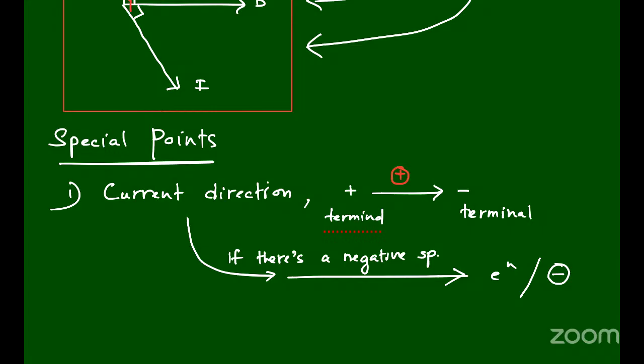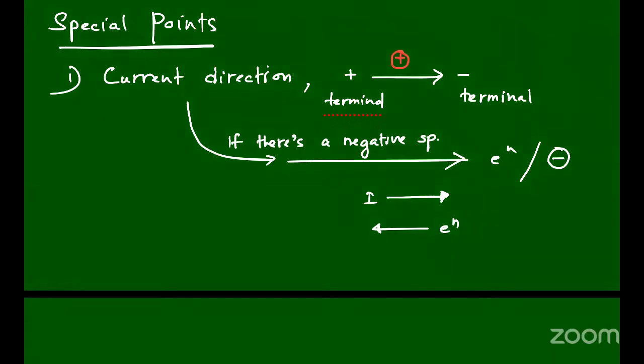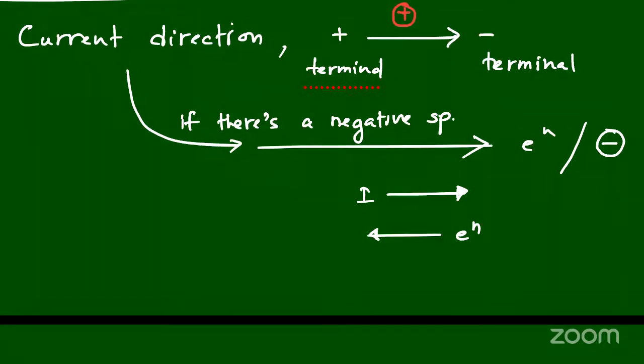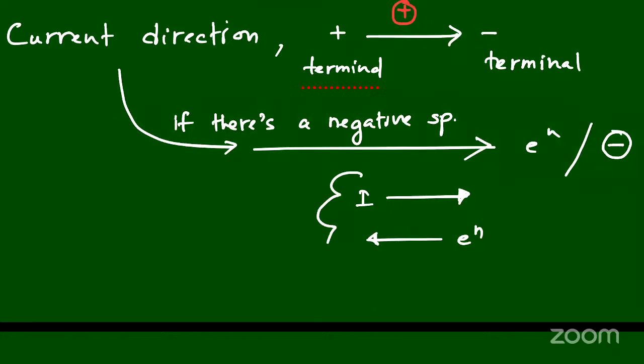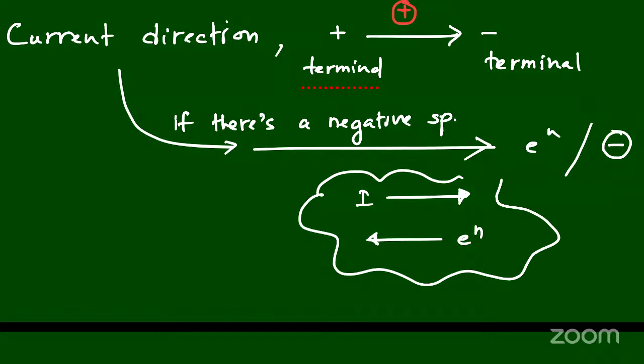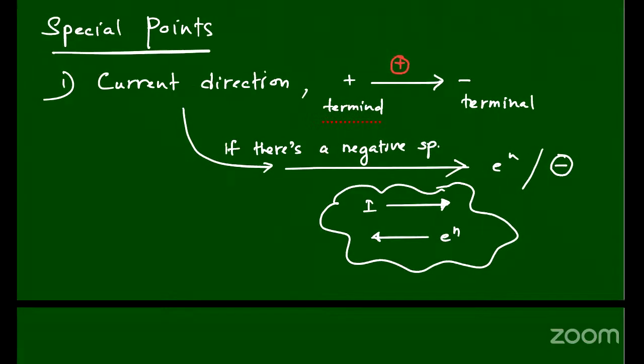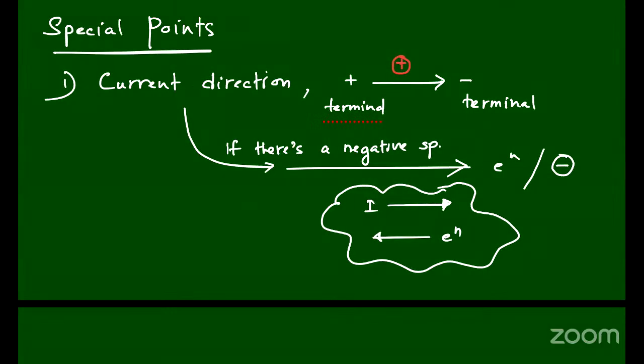we know that, right? If the current direction is in this way, the movement of electrons will be in the opposite direction, right? We know about it. Okay. So which means you need to consider this point. The direction of the current is opposite to the movement direction of the electrons.